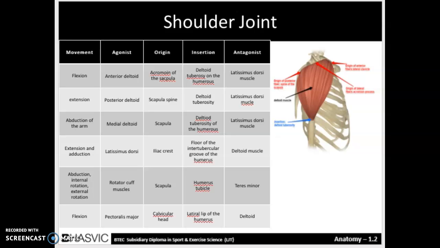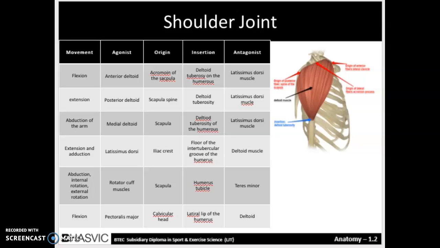A shoulder joint can perform a number of different movements as it is a ball and socket joint. This therefore means it also has a number of different agonists / prime movers, as every movement will have this. For example, for abduction at the arm, the medial deltoid is the agonist. As we learned earlier, each prime mover also has an antagonist to stop it overshooting, and in this example it is the latissimus dorsi, as it is working against the medial deltoid, as shown in the table.